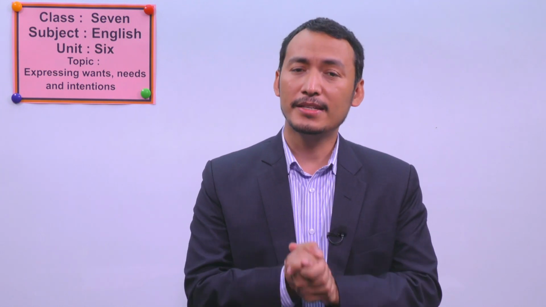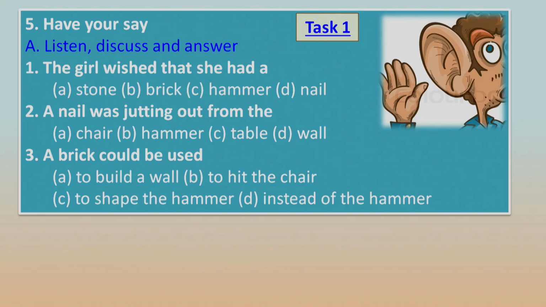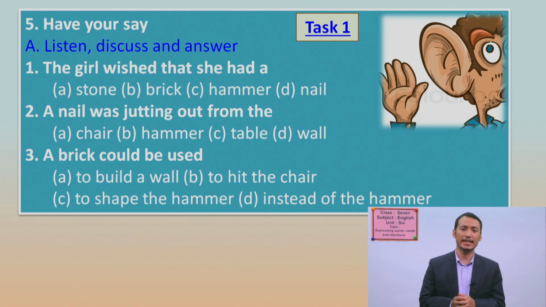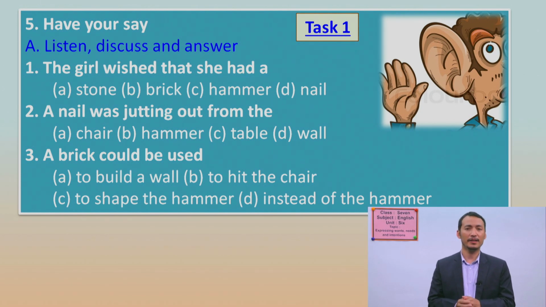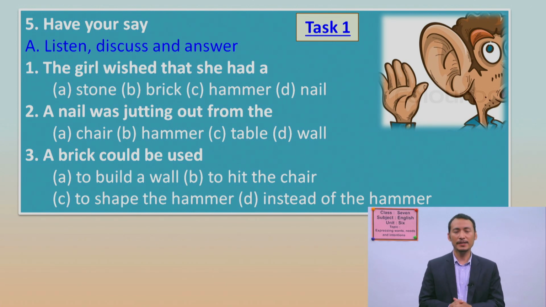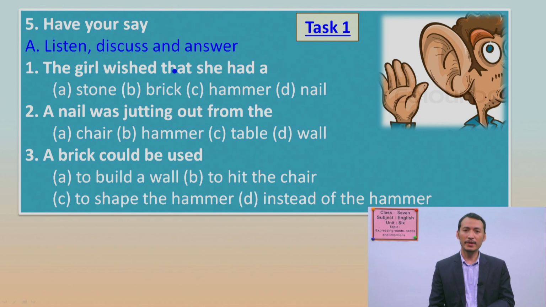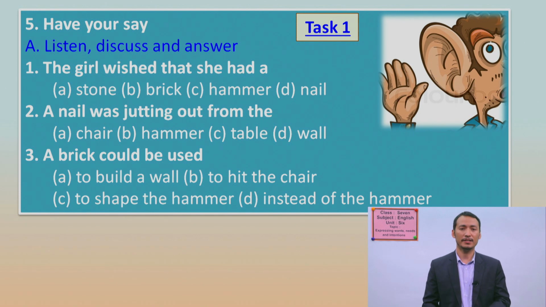Okay, students, let's have a look at the exercise. Yes, this is exercise 5 from your book, and here we have a listening text. You are going to listen to the audio or the script read by myself, and you are going to decide what the girl is wishing or what she is doing. So please listen to me carefully and look at these questions. Let me read the questions first so that you'll feel easier to answer them.